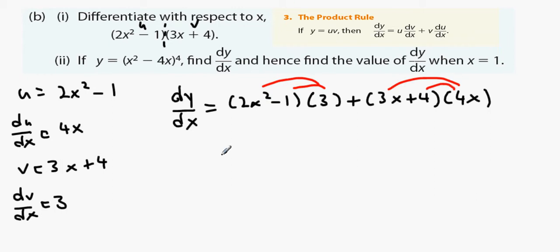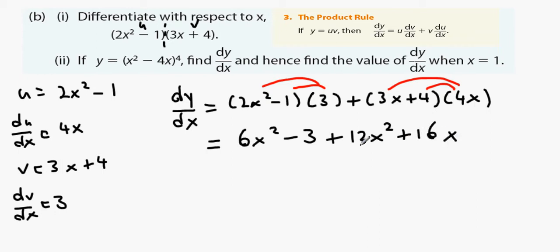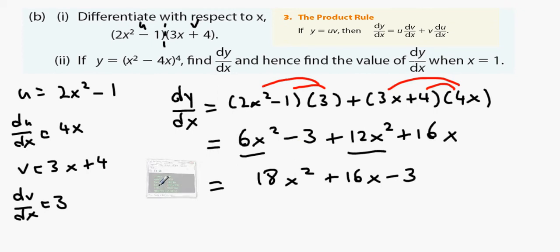Okay, so what we're going to get is 6x squared minus 3 plus 12x squared plus 16x. Look at the x squared terms, bunch them together, and we get 18x squared plus 16x minus 3. Okay, next question.